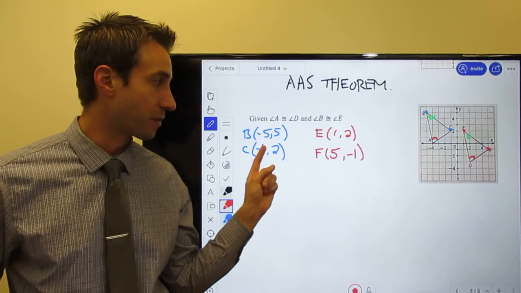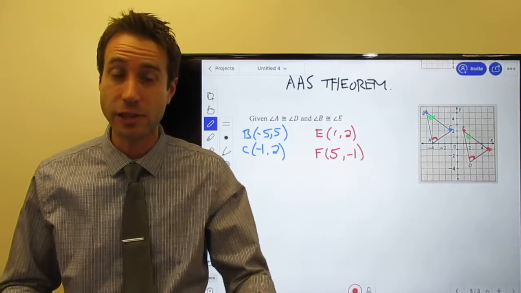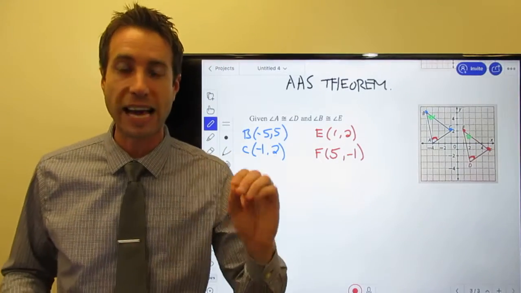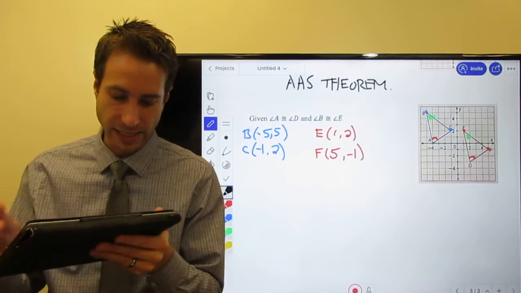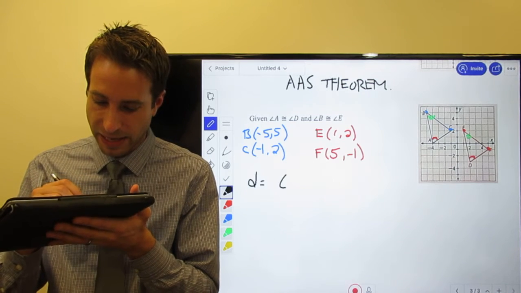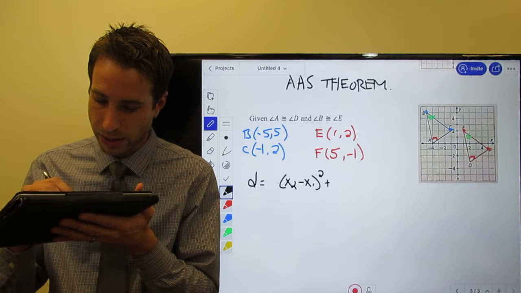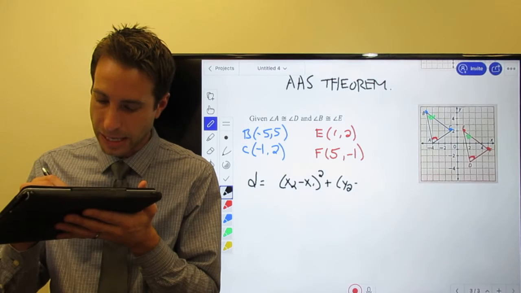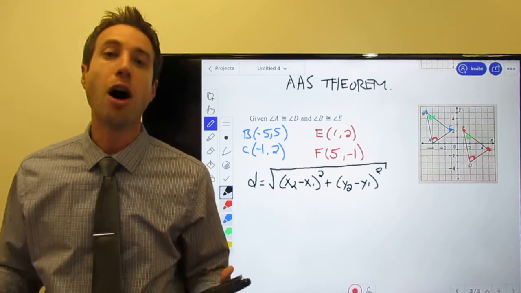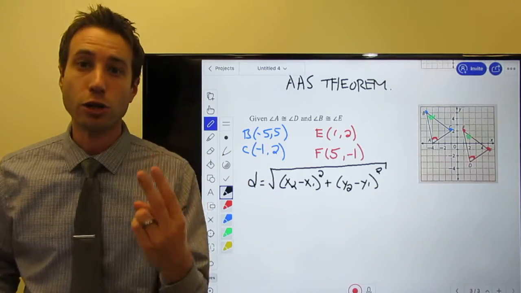We'll do the distance formula for this line, and the distance formula for this line. If they come out to be the same answer, then I know that those non-included sides are congruent and angle, angle, side works. Fantastic. Please remember that the distance formula is the square root of x2 minus x1 squared plus y2 minus y1 squared. That's my distance formula, so I'm just going to plug and chug twice.